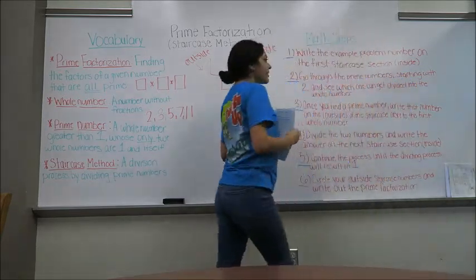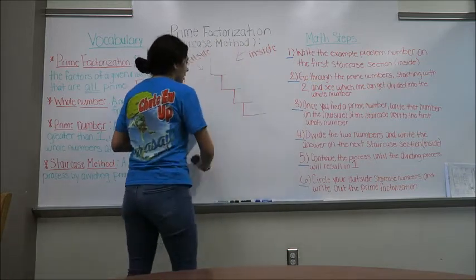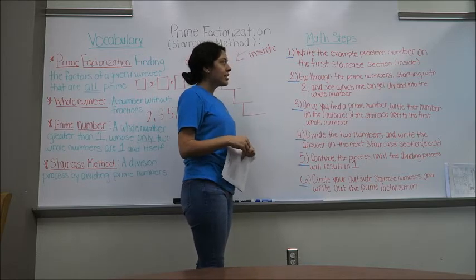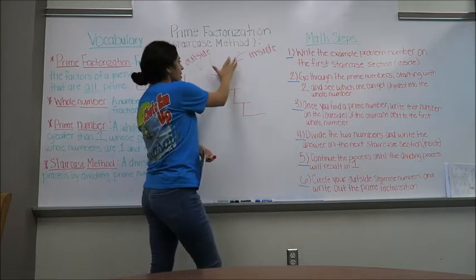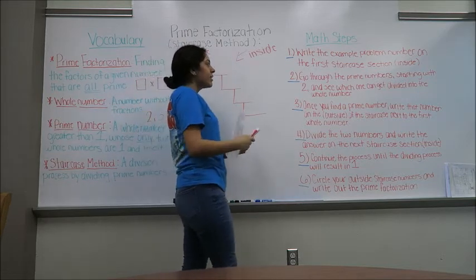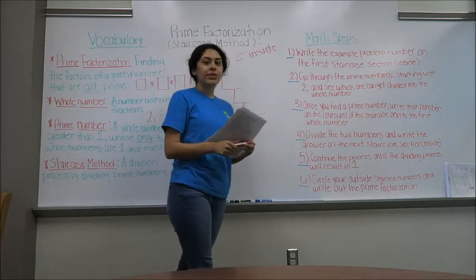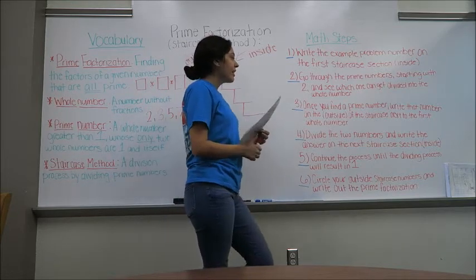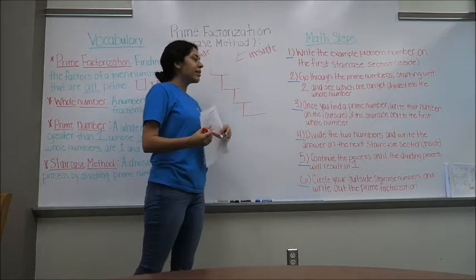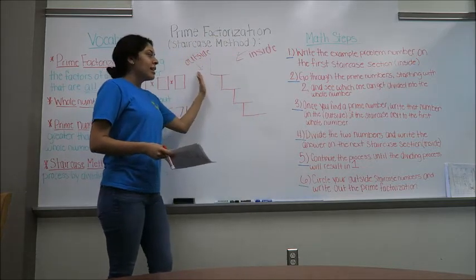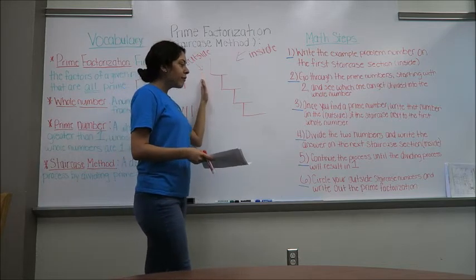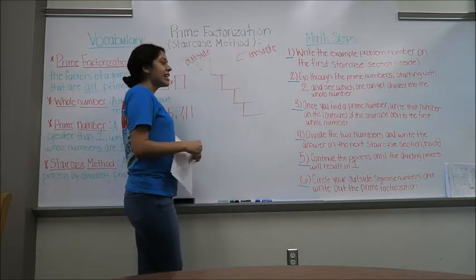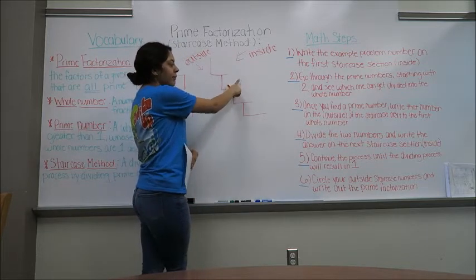So we're going to go over some math steps next. The first step is write the example problem on the first staircase section inside. So it would be this section right here. Step 2, you're going to go through the prime numbers starting with 2 and see which one can get divided into your whole number. Step 3, you're going to find a prime number and write that number on the outside of the staircase next to the first whole number. And then step 4, you're going to divide those 2 numbers and write the answer on the next inside staircase section, which would be right here.